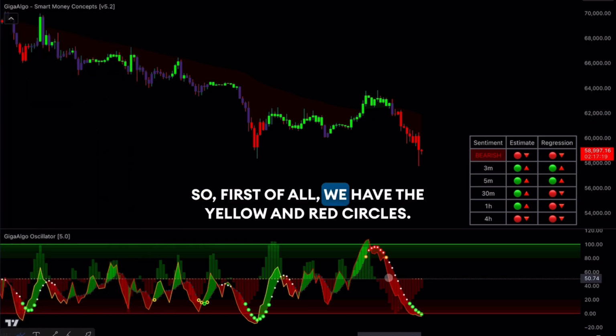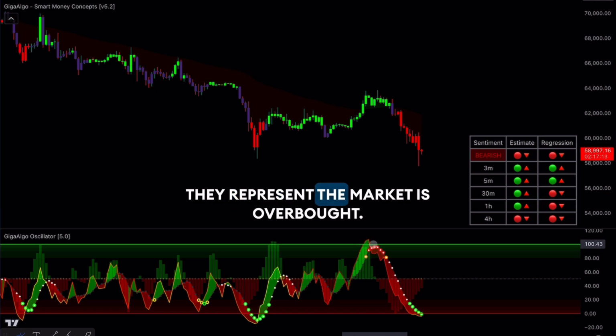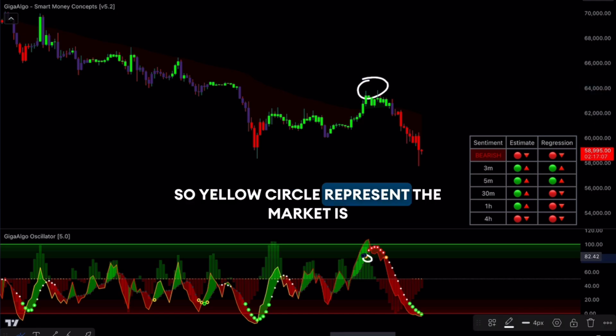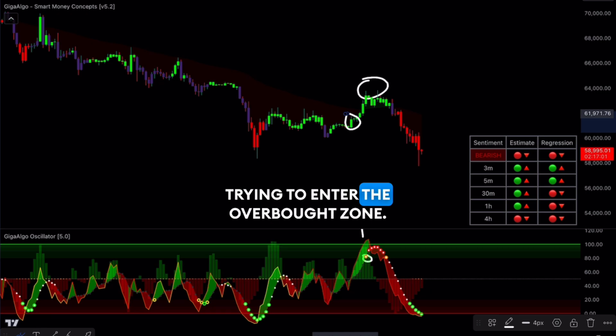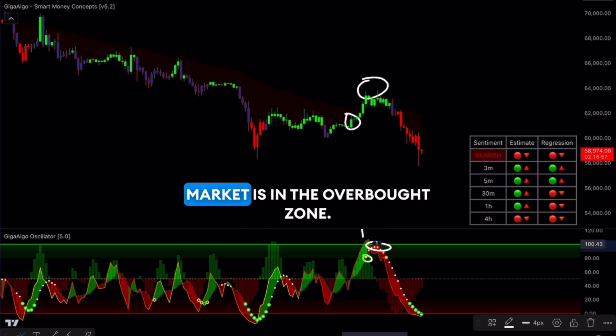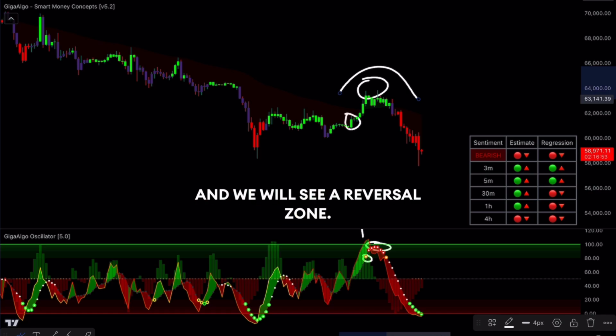So first of all, we have the yellow and red circles. They represent the market is overbought. The yellow circle represents the market is trying to enter the overbought zone, and the red circles represent that the market is in the overbought zone and we will see a reversal soon.